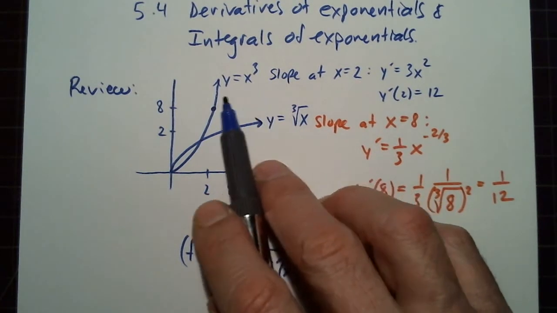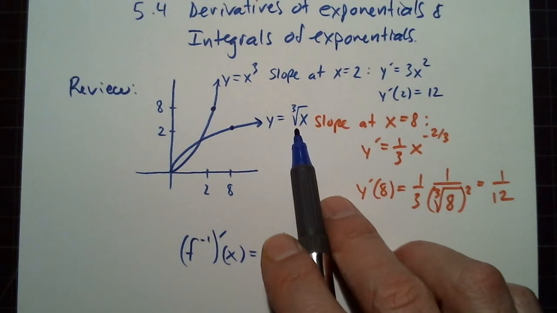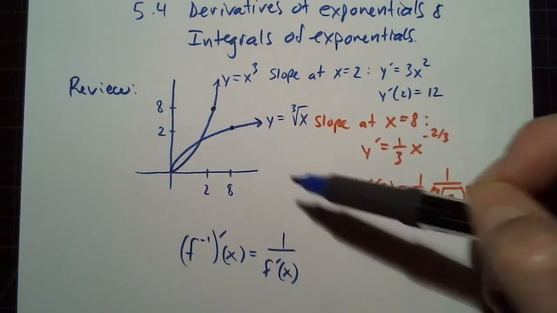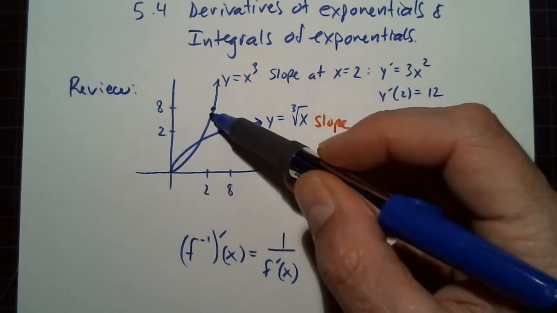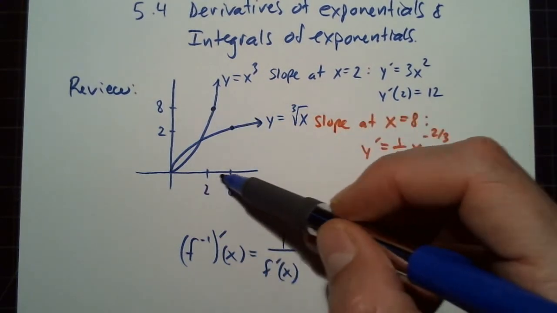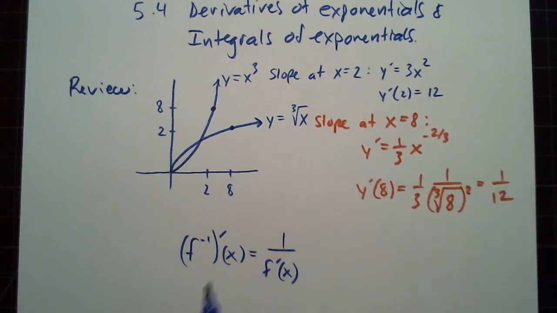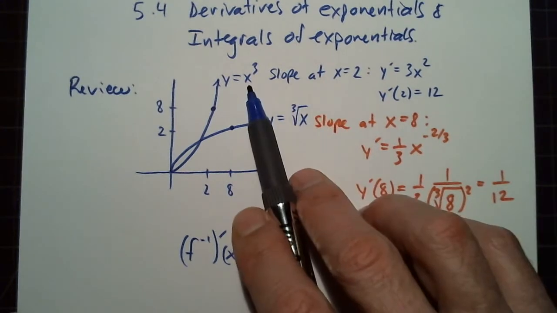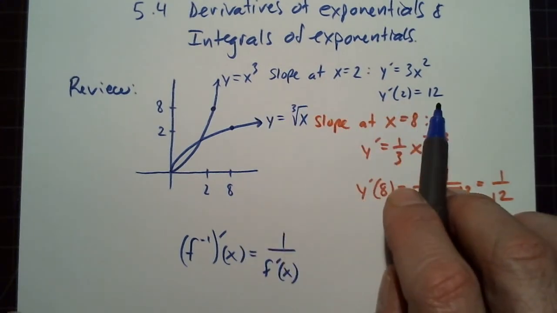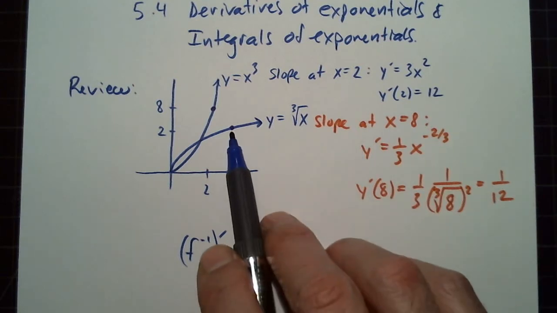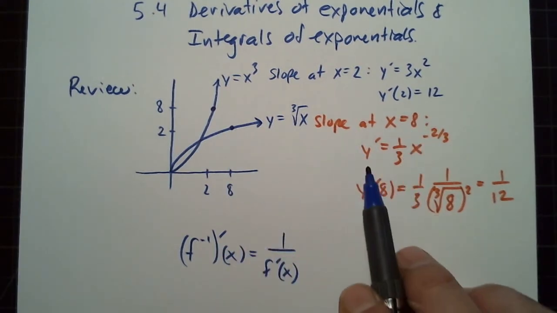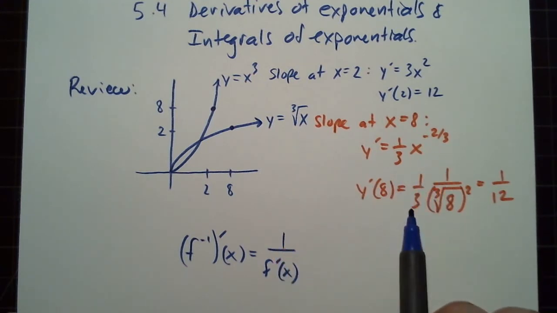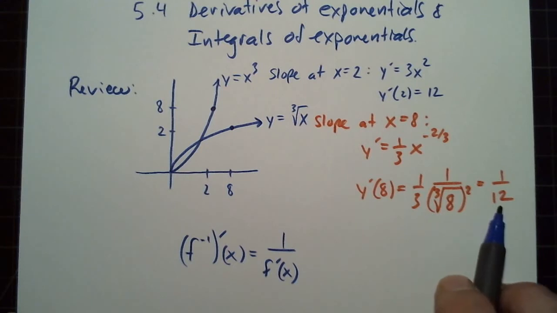If y equals x cubed is the function, and then the cube root of x is the inverse, let's look at the corresponding points on those graphs. Over 2 up 8 for the function, over 8 up 2 for the inverse. The slope at 2 would be the derivative of this, evaluated at 2, and the slope is 12. At this point, we'd have the slope at 8. We take the derivative of this, 1/3 x to the negative 2/3. When we evaluate it at 8, we have 1/12.